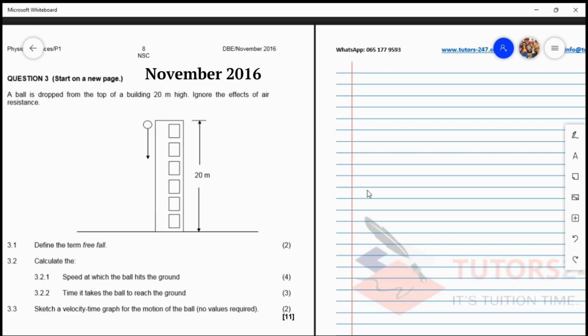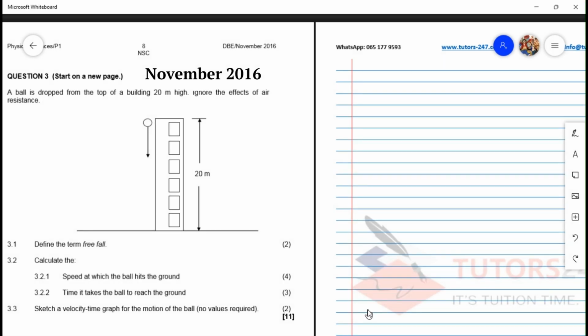We have question 3 from a November 2016 exam paper. So, question 3 reads as follows: a ball is dropped from the top of a building 20 meters high. Ignore the effects of air resistance.